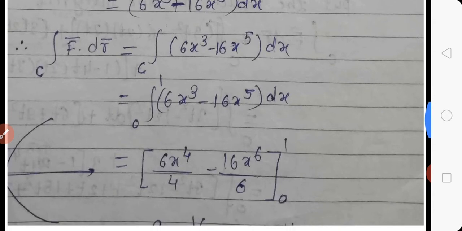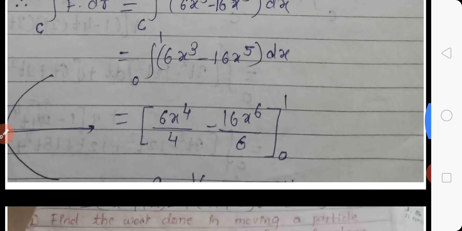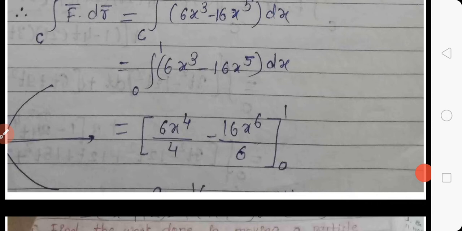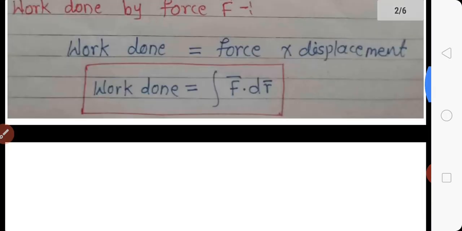Now take the integration. Integration of x cubed is x raised to 4 divided by 4, and the integration of x raised to 5 is x raised to 6 divided by 6. Put limits from 0 to 1. If we put the limits from 0 to 1, then we get the value of integration. If we calculate the value, then we get 6 upon 4 minus 16 upon 6 is the value of integration.